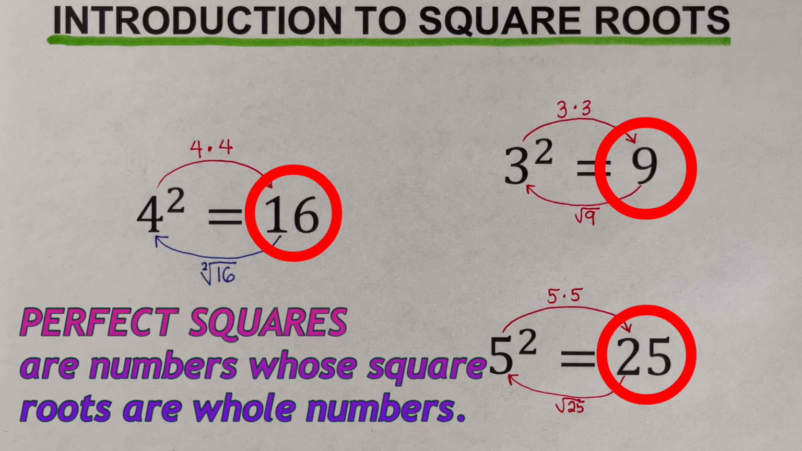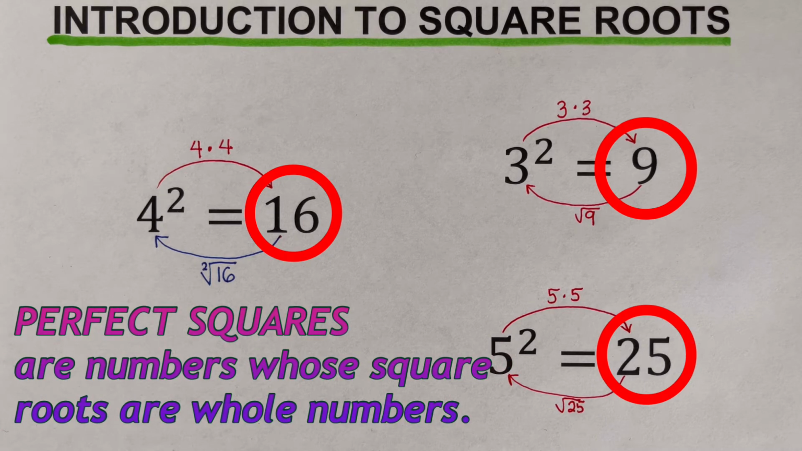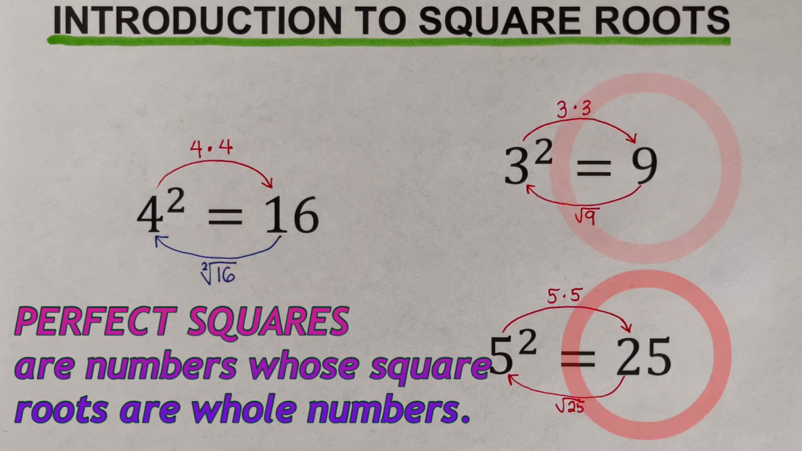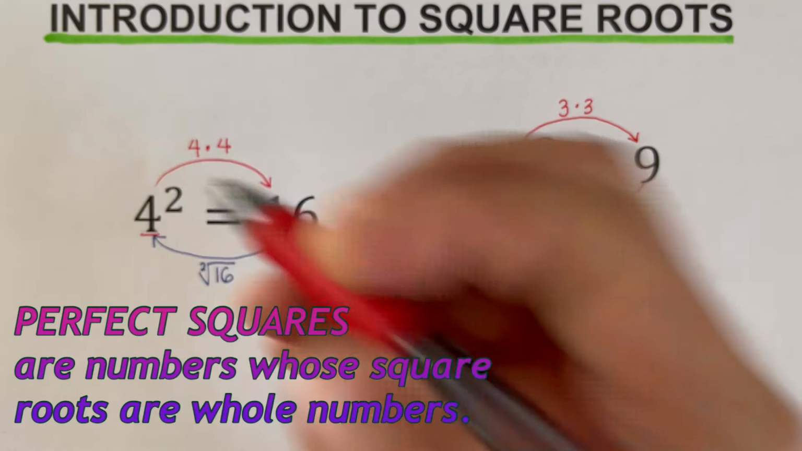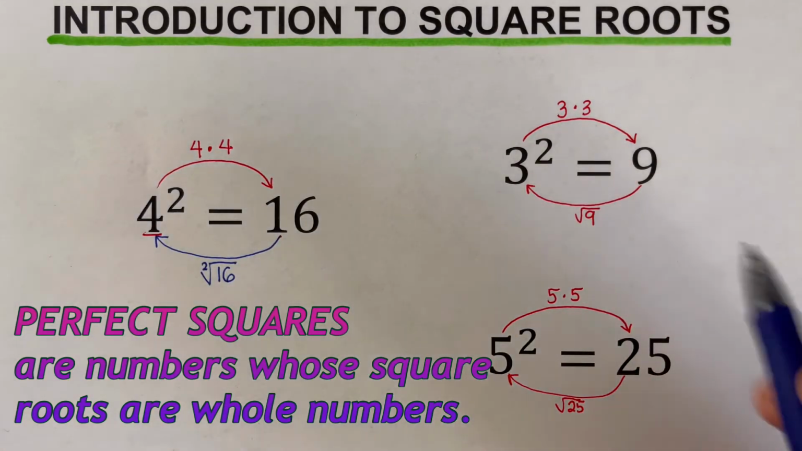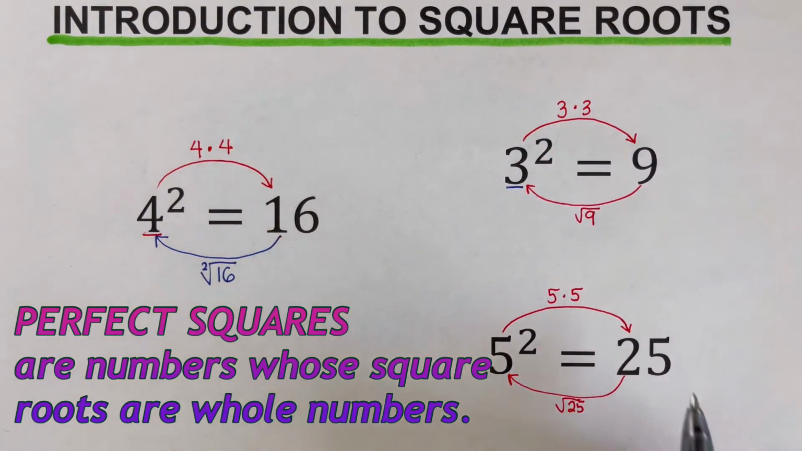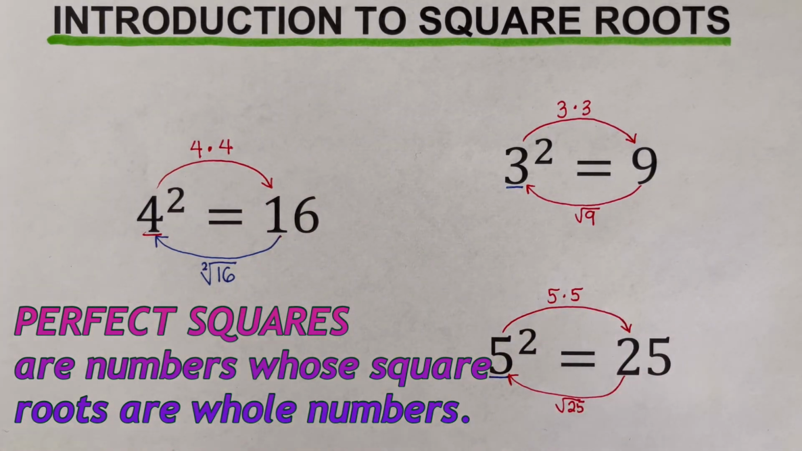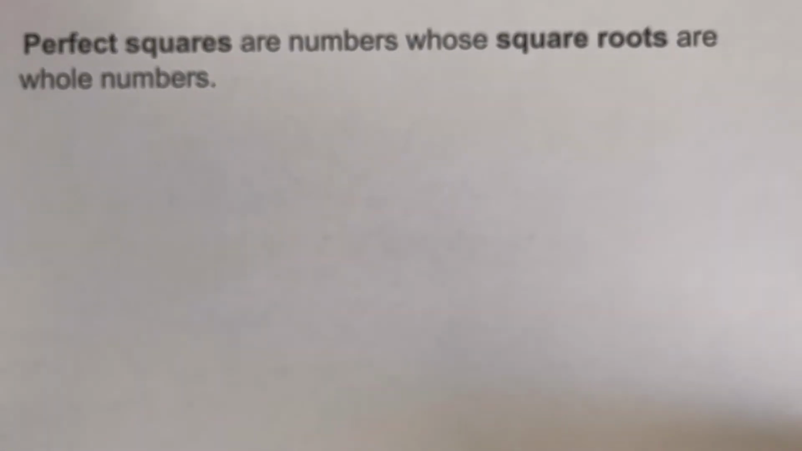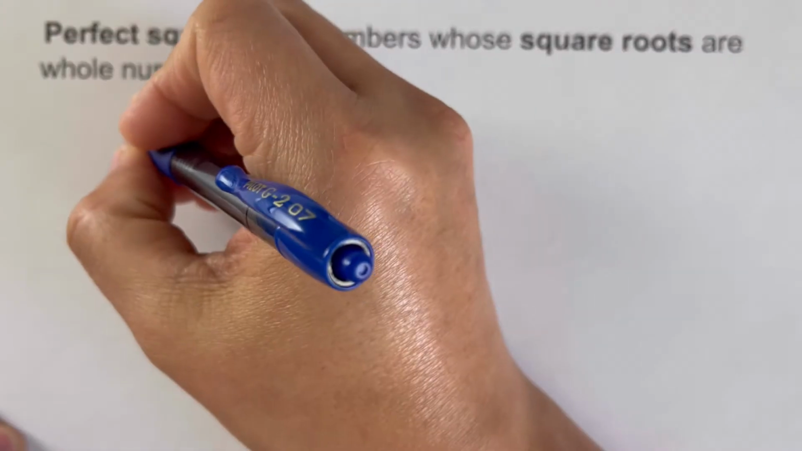By definition, perfect squares are numbers whose square roots are whole numbers. So as you can see, the square root of 16 is a whole number 4. The square root of 9 is a whole number 3. The square root of 25 is a whole number 5. Again, we call these the perfect squares. Now, let's have the first 10 perfect squares.